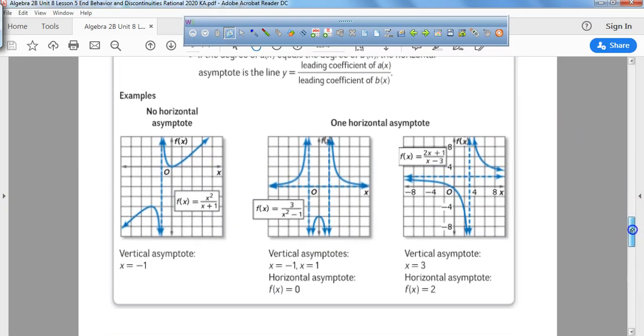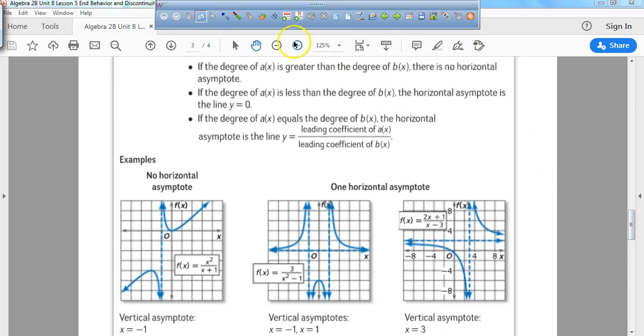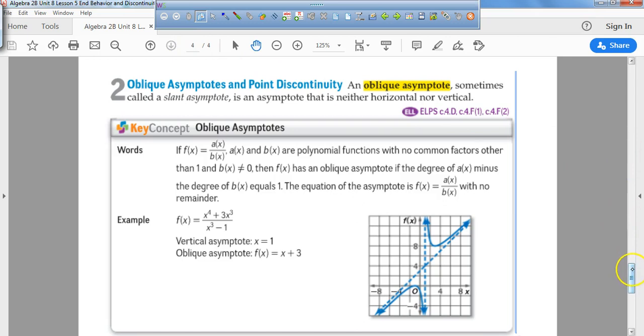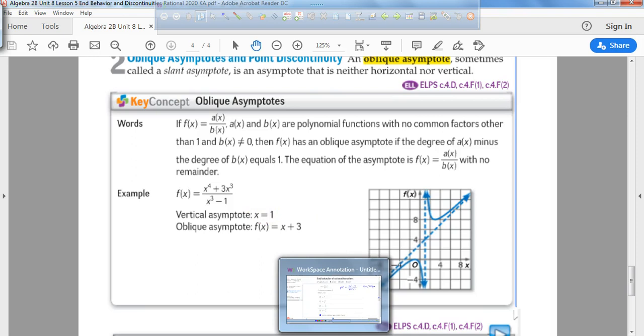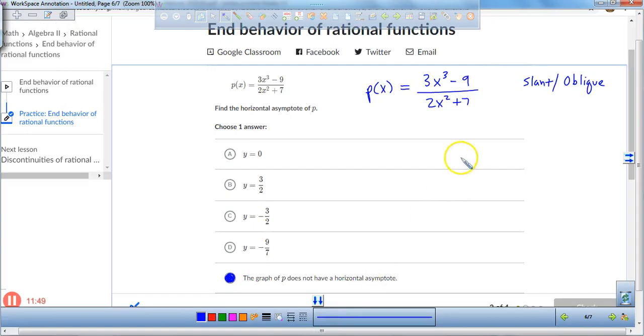Check this out. Next page real quick. Here's our rule for oblique asymptote. Here's what a slant asymptote looks like. If a of x over b of x is simply 1 degree higher, see that's a 4 and that's a 3, then if you divide them, you'll be able to find the equation for the slant asymptote. That's what we're going to do right now. We're going to do some long division here. We're going to take 3x cubed minus 9 and divide it by 2x squared plus 7.